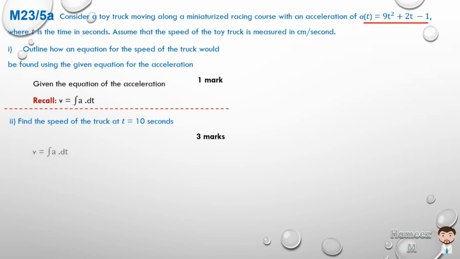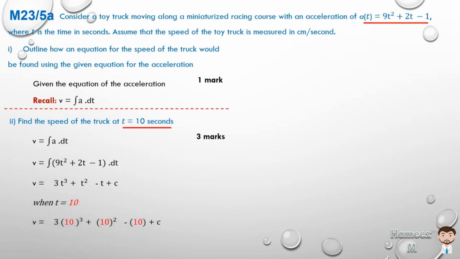So if the velocity is equal to the integral of a dt from part 1, we can substitute for a, because a is 9t squared plus 2t minus 1. The integral of that gives us 9t cubed over 3, which is 3t cubed, plus 2t squared over 2, where the 2 cancels the 2, which will be t squared, minus t plus c. So that's the velocity. When t is equal to 10 seconds, the velocity is 3 times 10 cubed plus 10 squared minus 10 plus c, which is 3 times 1,000 is 3,000, plus 100 is 3,100, minus 10, so it will be 3,090 plus c.